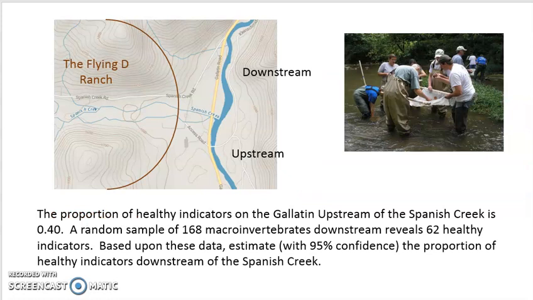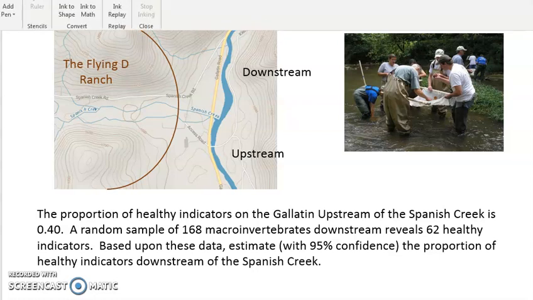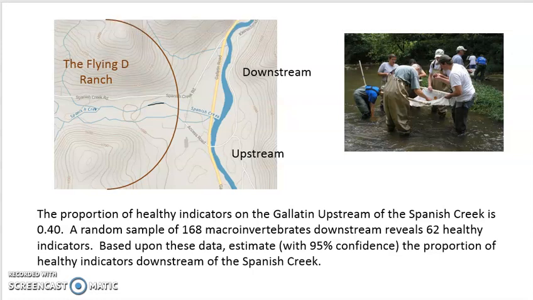So here's the Flying D, and you can divide the river. Remember, what we're interested in is the water that flows into the Spanish Creek from the bison area. And upstream, the water comes out of Yellowstone Park. It's quite clean. Here is the potential point source of pollution, where the Spanish Creek flows into the Gallatin. And what we did was assess the quality of the life downstream.